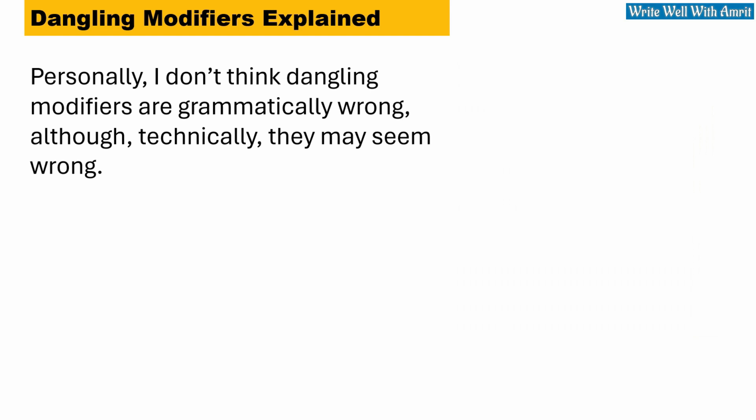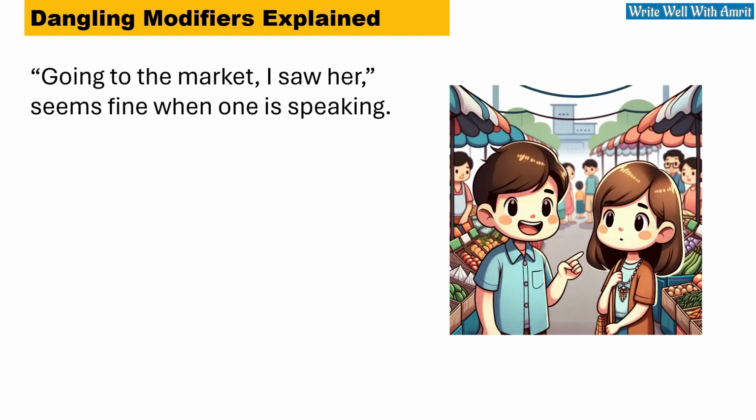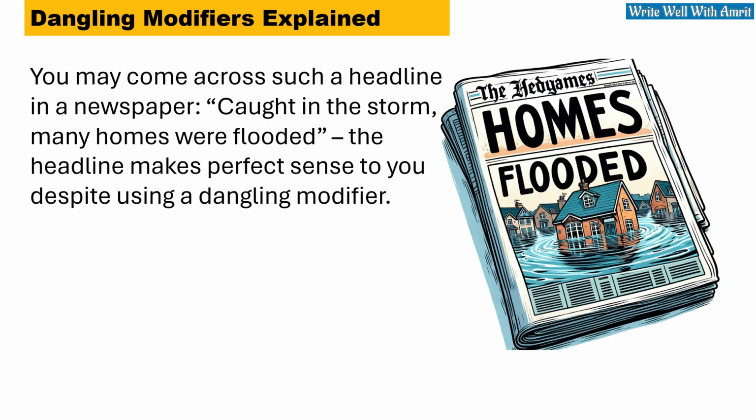Personally, I don't think dangling modifiers are grammatically wrong, although technically they may seem wrong. You may use dangling modifiers when you are speaking. Going to the market, I saw her. Seems fine when one is speaking. You may come across such a headline in a newspaper. Caught in the storm, many homes were flooded. The headline makes perfect sense to you despite using a dangling modifier.